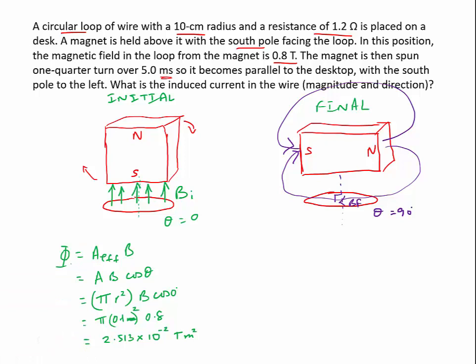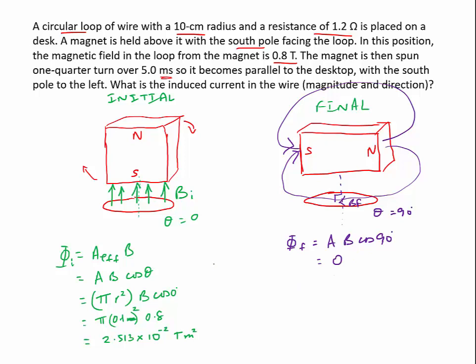Let me write this as phi initial back on the previous work. And now I'm going to call this phi final. So that would be, again, A times B times cosine of 90 degrees now. And I don't even care what A and B are. Cosine of 90 is 0, so multiplying anything by 0 will be 0.